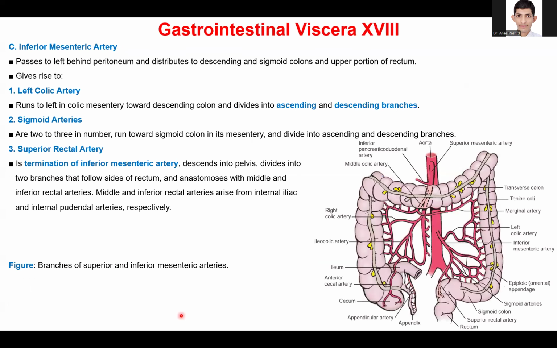The inferior mesenteric artery gives rise to the left colic artery, sigmoid arteries, and superior rectal arteries, which are the termination of the inferior mesenteric artery and descend into the pelvis. You can see in the diagram it divides into two branches that follow the sides of the rectum and anastomose with the middle and inferior rectal arteries. The middle and inferior rectal arteries arise from the internal iliac and internal pudendal arteries respectively. We can see the branches of the superior and inferior mesenteric arteries in this diagram.